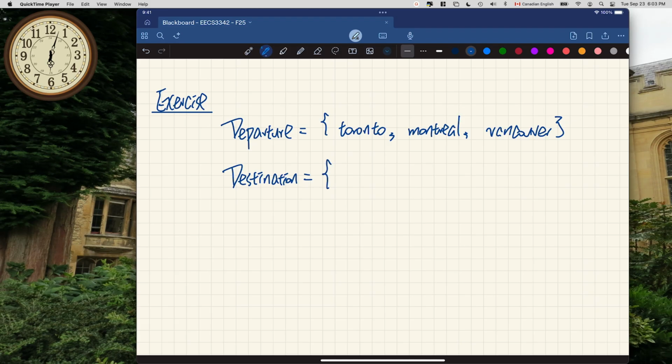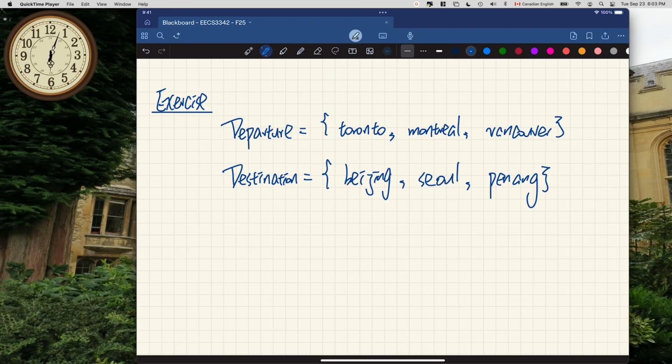How about Beijing, for example, and Seoul, and also Penang. Do you guys know where it is? It's in Malaysia. Anyway, doesn't matter, right? You can choose your city right here, okay? So anyway, so we got departure and destination.